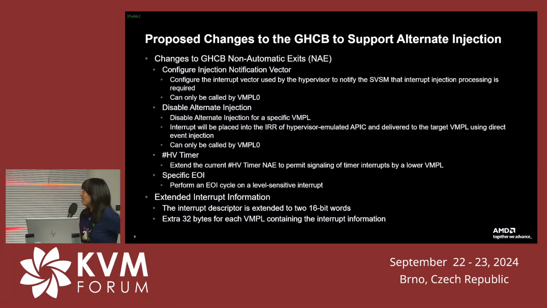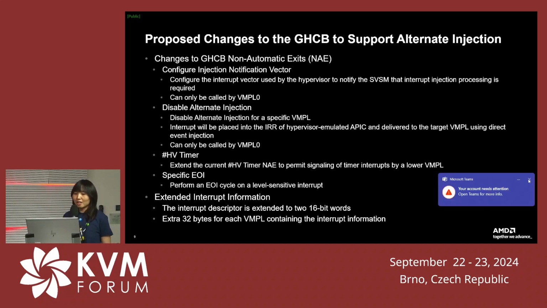Besides that, there are proposed changes to the GHCB to support the alternate injection. There are two parts. One is the changes to GHCB NAE events. One, we need to configure an injection notification vector, which will be used by the hypervisor to notify the SVSM about interrupt injection processing. Two, disable alternate injection. It requests the hypervisor to disable alternate injection for a specific VMPL when this VMPL doesn't support alternate injection.